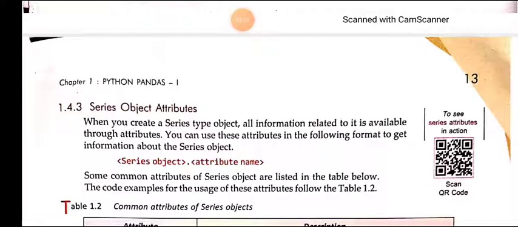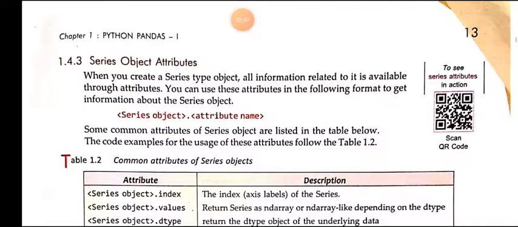So students, there are few attributes of the series object which we can use here as per our requirement. So when you create a series type object, all information related to it is available through attributes. You can use these attributes in the following format to get information about the series object. We just need to write series object name dot and then attribute name. So some common attributes of series object are listed in the table given below. The code example for the use of these attributes follows table 1.2.